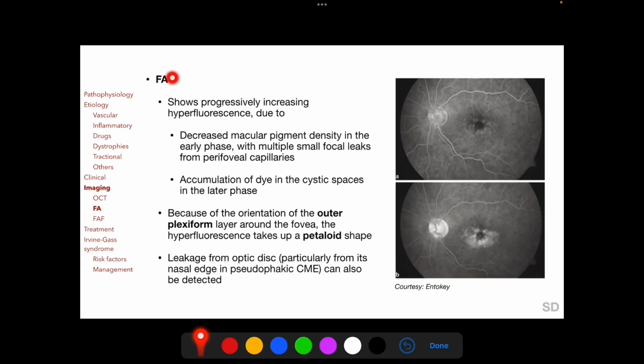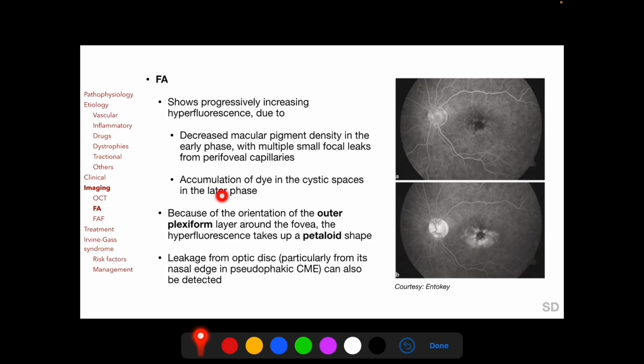Fluorescein angiography in an eye with CME shows progressively increasing hyperfluorescence throughout the angiogram, and in the early phase of the angiogram, this is due to decreased macular pigment density in an eye with CME, and also because of multiple small focal leaks from perifoveal capillaries as seen here in this angiogram.